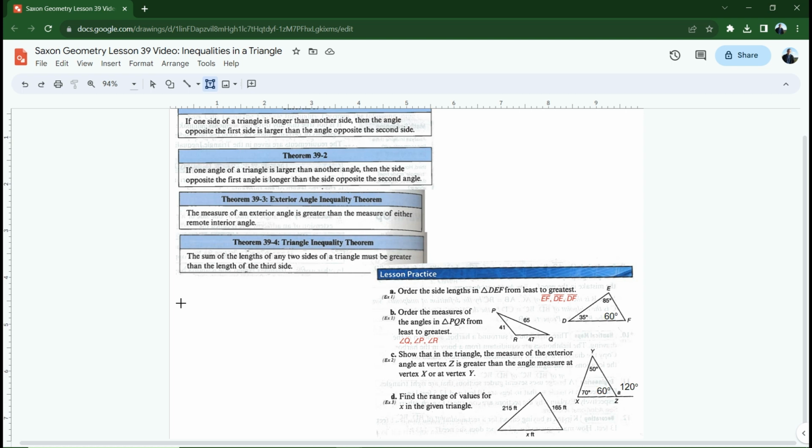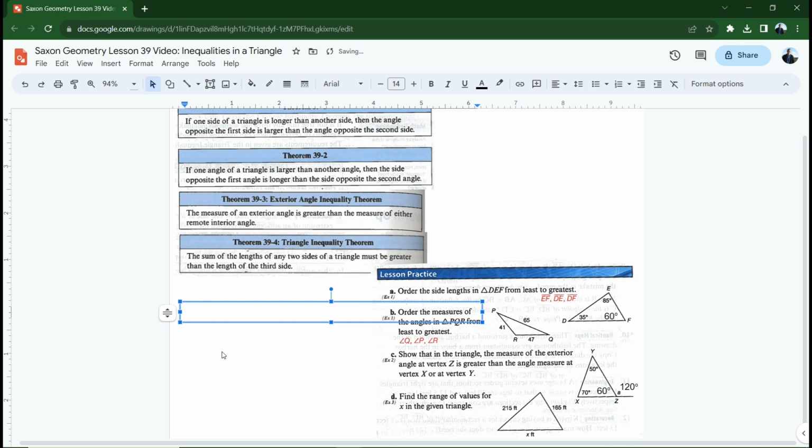So let's get started. I notice that this third theorem states that the sum of the lengths of any two sides is greater than the length of the third side. So let's turn that into three expressions. 215 feet plus 165 feet has to be greater than x, right? If I add together these two sides, it has to be greater than this third side.